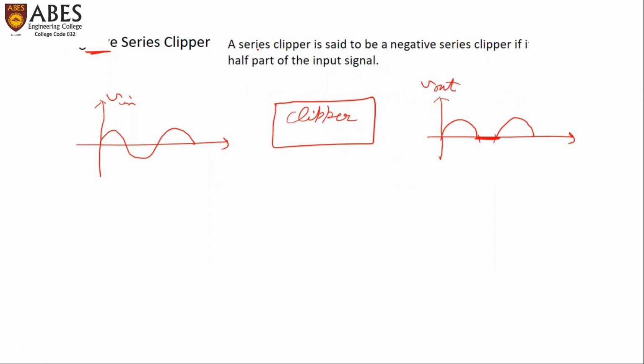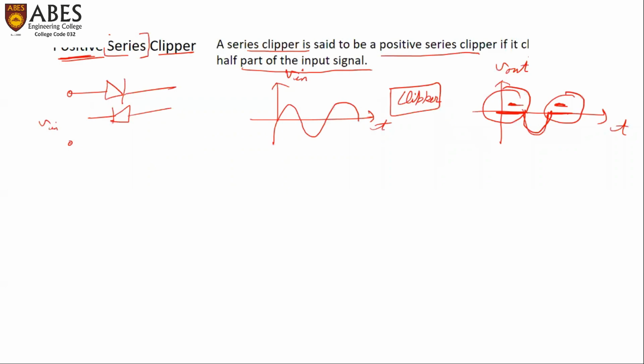And in the case of the negative series clipper, that means the diode is in series with R, whether in this direction or in this direction, that we will see. Okay, so a series clipper is said to be a negative series clipper if it clips the negative half part of the input signal, as you can see here. So let us draw the circuit for the positive series clipper.